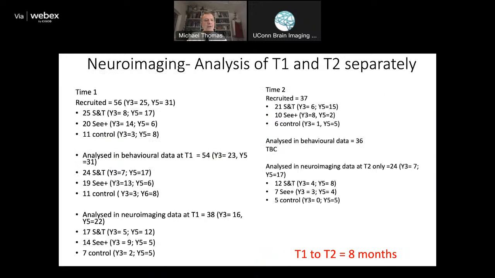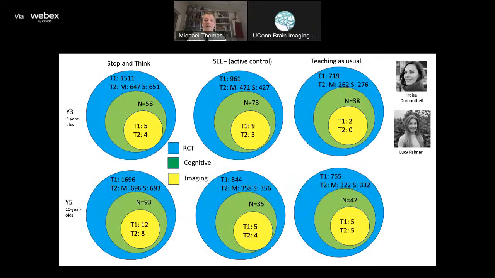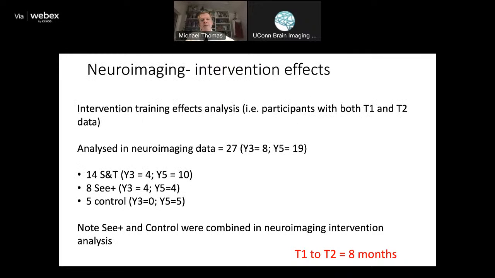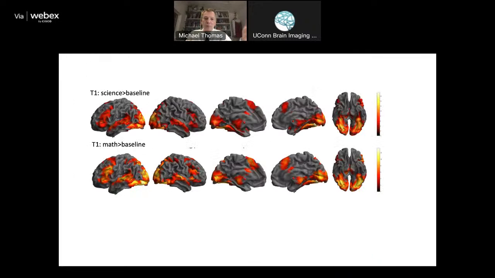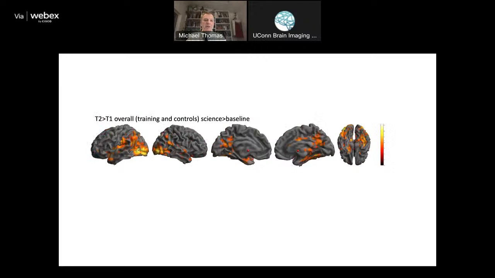So I won't go through the numbers other than you can see from this study that by the time you've got kids back for a follow-up brain imaging study across this kind of design, you've not got many kids left, despite our best intention. We were looking at 8-year-olds and 10-year-olds, not necessarily easy to scan kids in this age bracket. Okay, so we found some stuff that, you know, the areas of the brain that are involved in doing the science tasks and doing the maths tasks. And you can see change in this group over 8 months, more activation in posterior cortex as you'd expect.